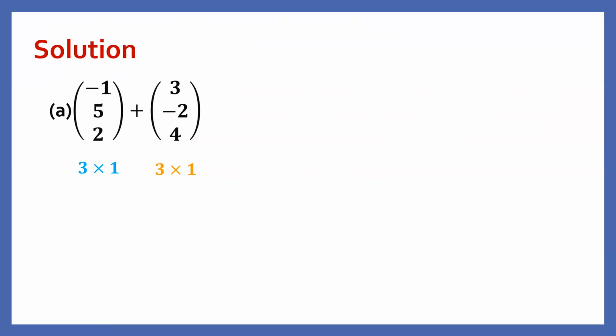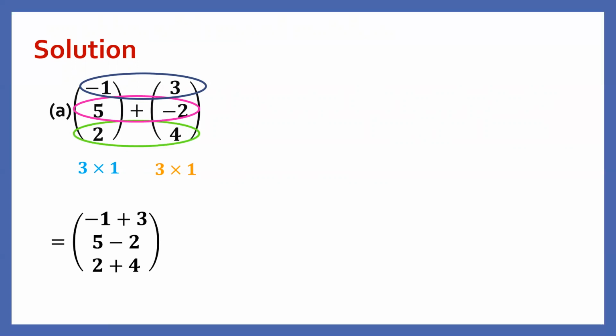Now, I said earlier we need to add the corresponding elements. So here, -1 plus 3, I will have 5 plus -2 and 2 plus 4. I'm adding corresponding entries. So -1 plus 3 will give me 2. 5 plus -2 is 5 minus 2, which is 3. And 2 plus 4 is 6.